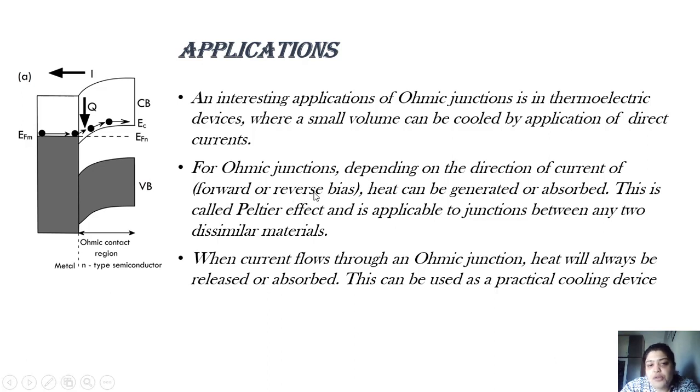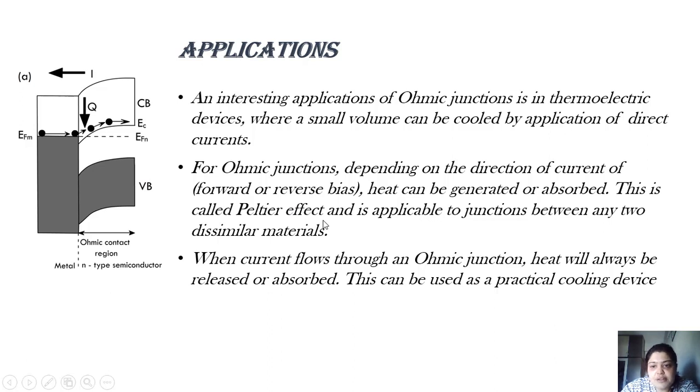So depending upon forward or reverse bias conditions, forward bias means metal is connected to the positive side, and reverse bias means metal is connected to the negative side. However, in both cases you are going to get current. But depending upon the direction of current, heat can be either generated or absorbed. So if it is forward, heat is generated. If it is reverse, heat is absorbed. Now this is known as the Peltier effect.